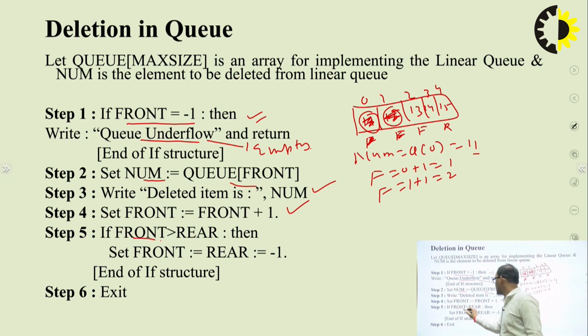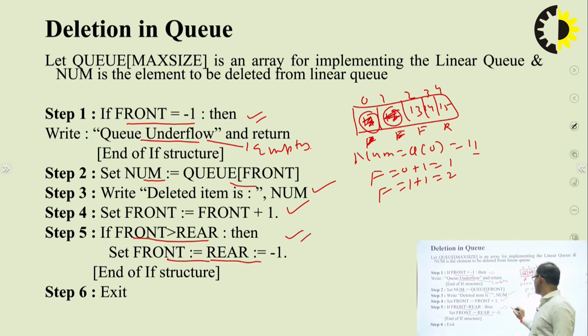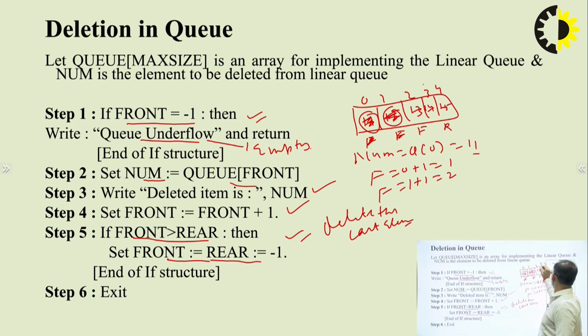Next condition: if front is equal to rear, then front is equal to rear is equal to minus 1. This condition is basically used whenever we are going to delete or remove the last element of the queue. Suppose you are going to delete this element; in this step, front will represent this. After deleting this, when you perform front is equal to front plus 1, front is equal to 4 plus 1, that will be 5.